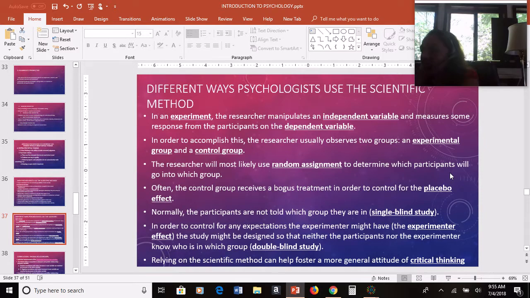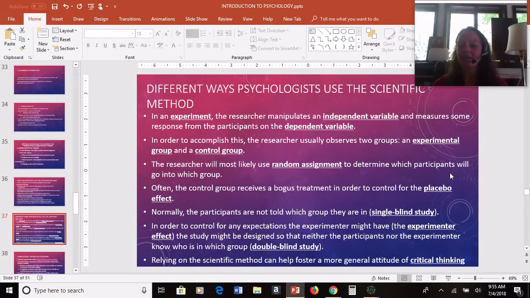So like I said, usually they're put into these random groups, and then we just have these other more specific types of experiments here. If the participants don't know which group they're going into, we call that a single blind study. And when we want to control that experimental effect or observer bias, then we do a double blind study.